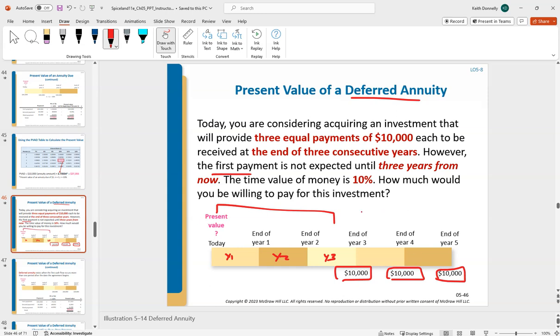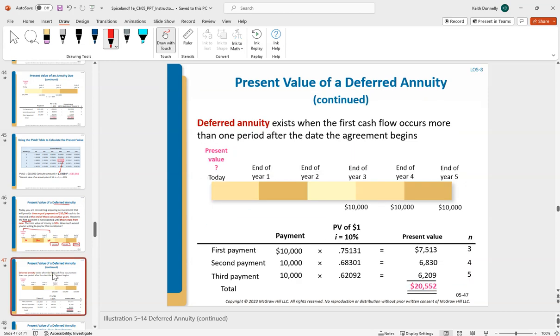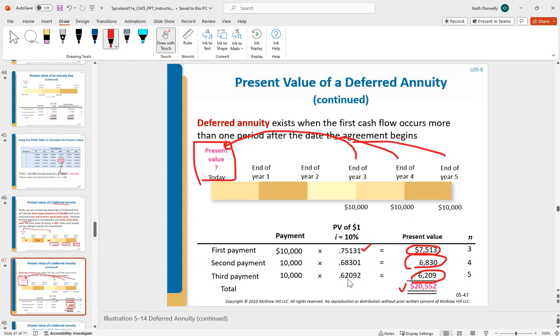How do you deal with this? How much would you be willing to pay? What's that investment worth in today's dollars? So the easiest thing to do in these situations is you essentially just shrink each one of them down. Shrink that one down, it's worth 7,500. Shrink that down, it's worth 6,800. Shrink that down, it's worth 6,200. The present value today, what you pay for that investment, is $20,000.